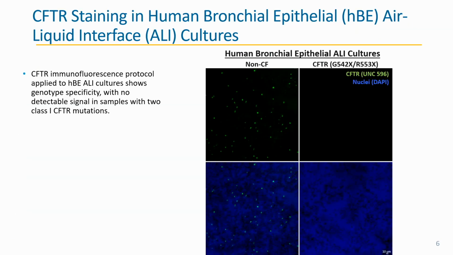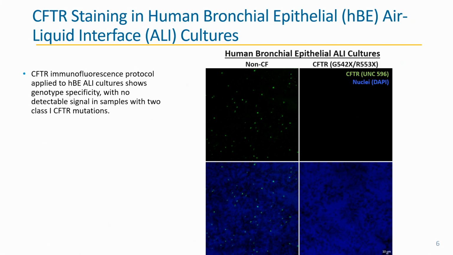Now that we were confident we had a specific and sensitive protocol in a simple cell landscape, we felt ready to move into a more primary cell landscape, human bronchial epithelial air-liquid interface cultures. As with the 16 HBEs, we first wanted to confirm genotype specificity. And you can see here that we were able to do so.